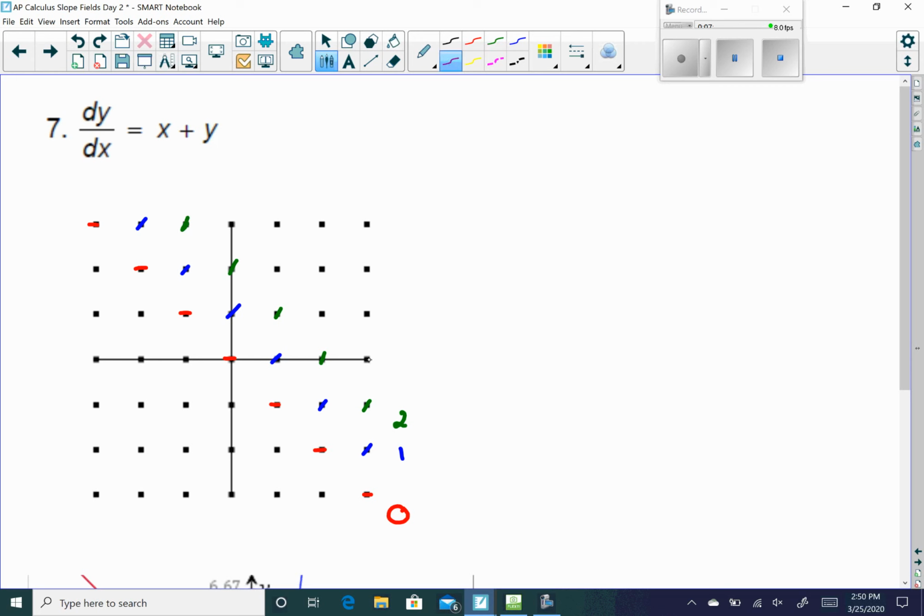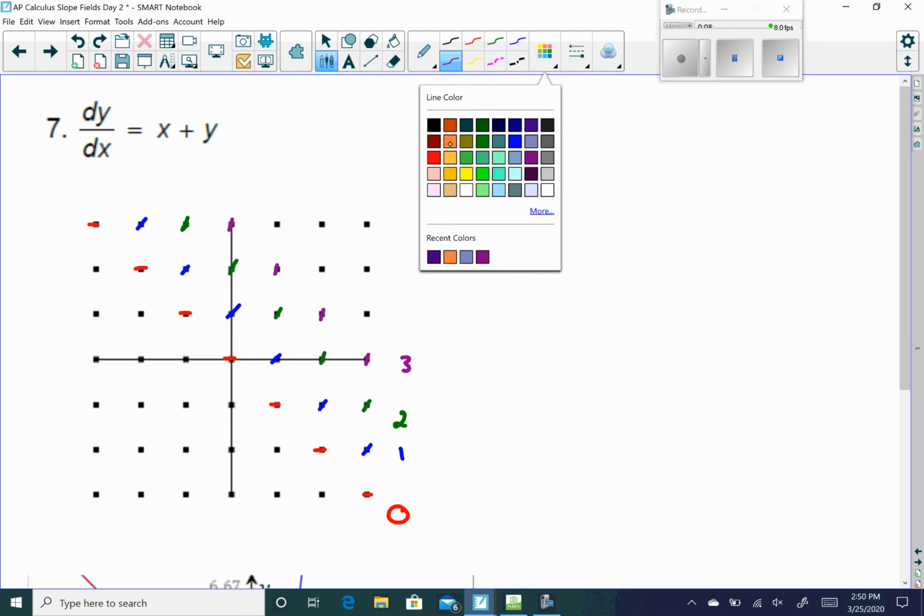Looking at now 3, 0, I'll have a slope of 3. I can line it up with this point, so a little bit steeper. Going along the diagonal at 2, 1, I'll have a slope of 3. 1, 2, I'll have a slope of 3. And 0, 3, I'll have a slope of 3. So we have a slope of 3 here.